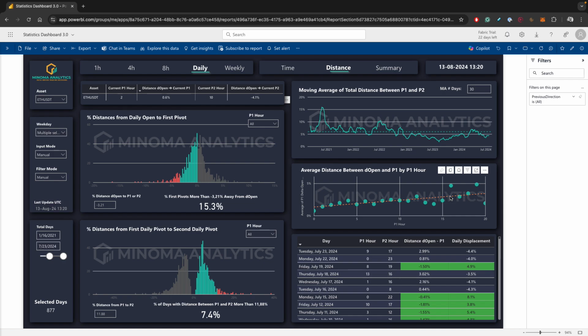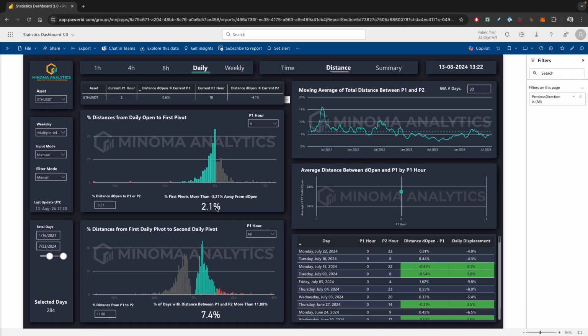So the main takeaway I want you to take from now is that it matters when the P1 is put in. If it's later in the day, that is generally with a bigger distance than when it's earlier in the day. And that's the reason why you see such a big difference here, because if we just look at hour 0, you can see how close that usually is to daily open. We can see only 2.1% of days move this far from the daily open. And that is because it just lies way closer to the daily open. The price has less time to move.